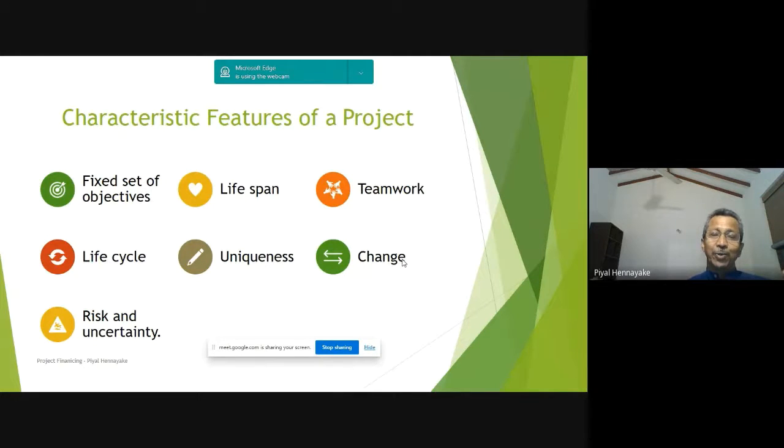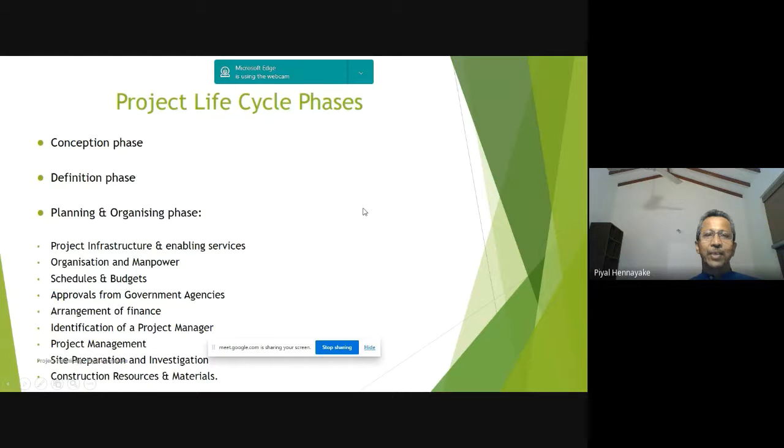I don't give from the whole presentation, but you have to go through, and if you are familiar with this presentation, then you will be able to get marks on this. Right? The characteristic features of a project, the project life cycle phases.